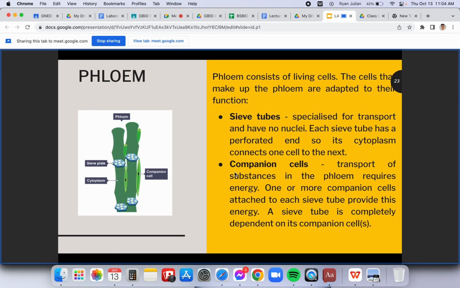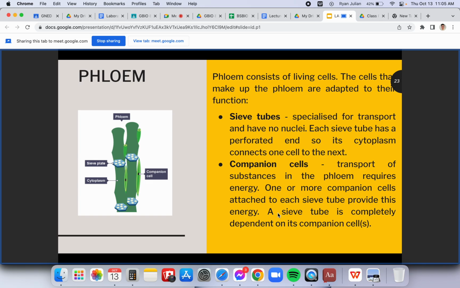And as for the companion cells, transport of substances in the phloem requires energy. Not only a liberal amount of energy, but I am referring to an ample amount of energy. When we say ample, that indicates that it requires a lot of energy, wherein one or more companion cells attached to each sieve tube provide this energy. This is where the companion cells are located. As you can see, it has a nucleus that regulates the various cell activities that take place in the phloem.